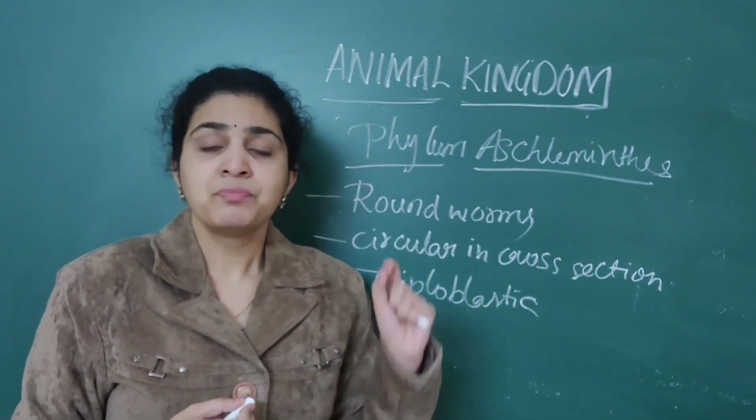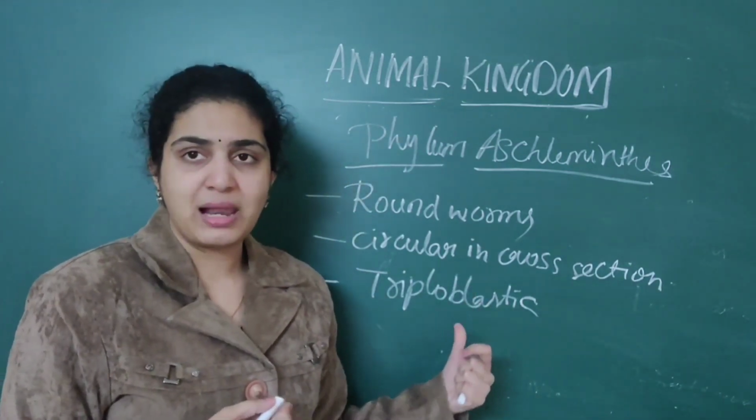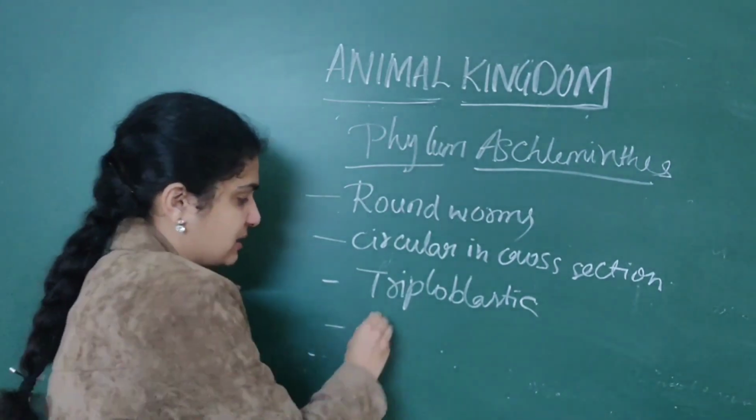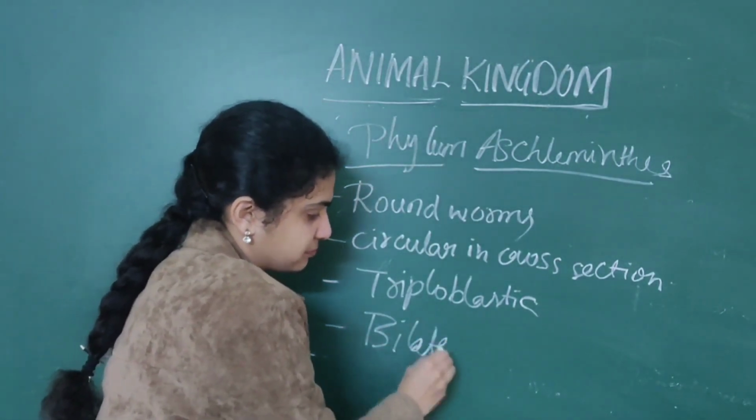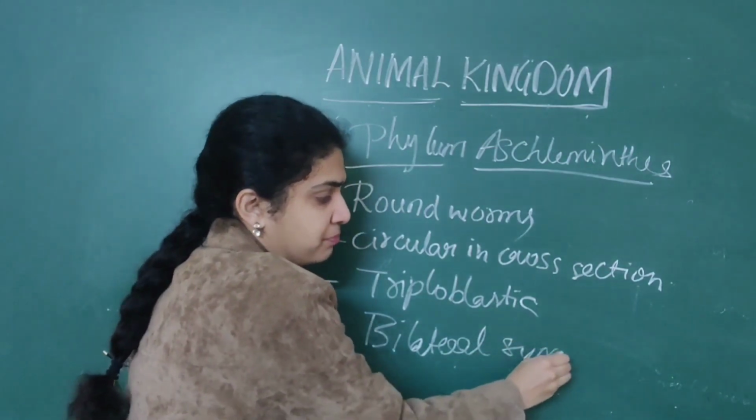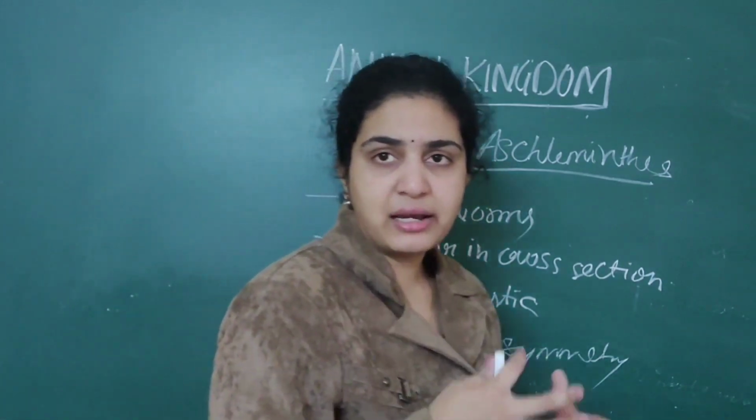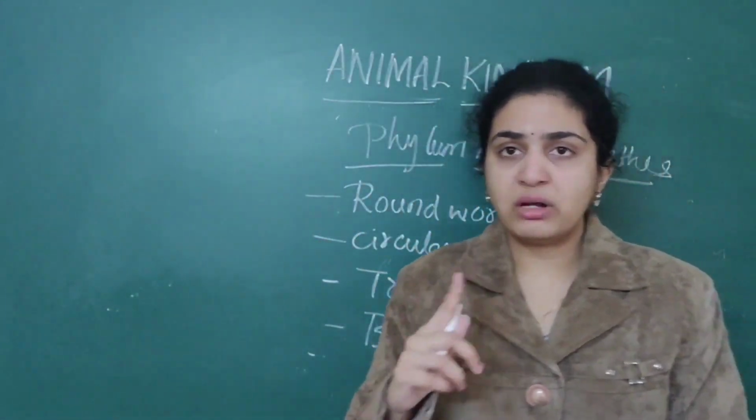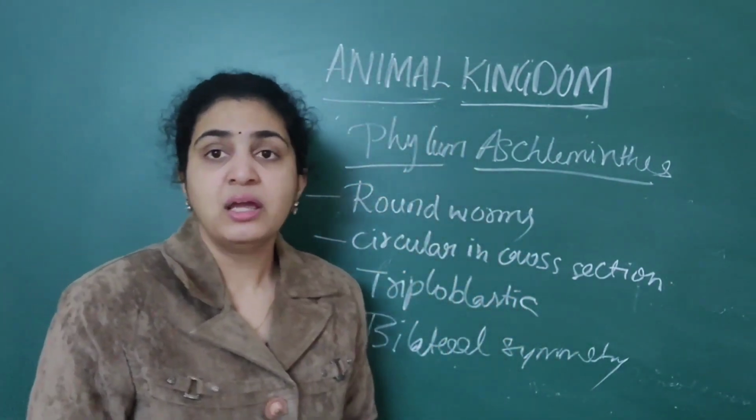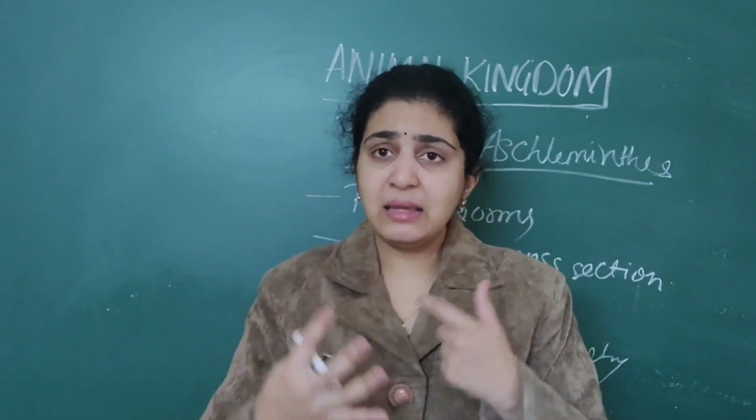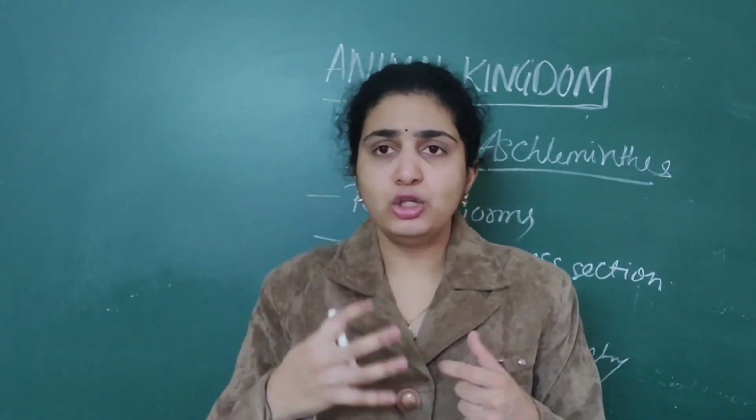Next, Platyhelminthes. From Platyhelminthes all are triploblastic, and they exhibit one special symmetry, that is nothing but bilateral symmetry. Bilateral symmetry means what? It can be divided in only one plane into two equal halves. Radial symmetry means what? It can be divided in numerous planes. In any plane, the body can be divided.